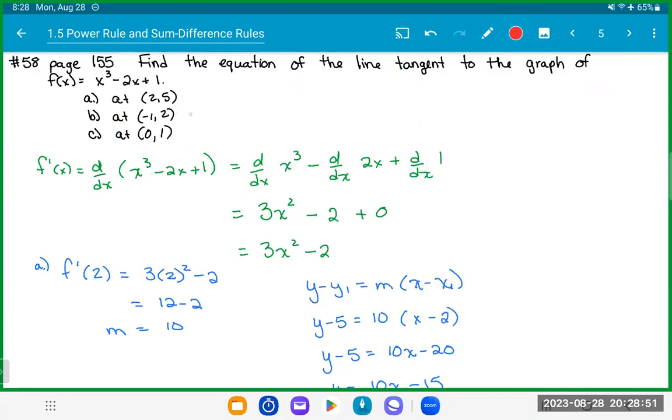So for these other ones here, my slope is equal to 1. And my equation is y equals x plus 3. For the second one, my slope is equal to -2. And my equation is y equals -2x plus 1. Okay, questions?